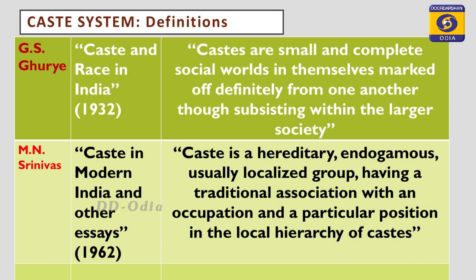Okay? And what has he written about the meaning of the caste system? From where can we know about the definition of caste? He writes that castes are small and complete social worlds in themselves, marked off definitely from one another, though subsisting within the larger society. So, this definition clearly indicates that every caste group is very consolidated and self-sufficient in nature.